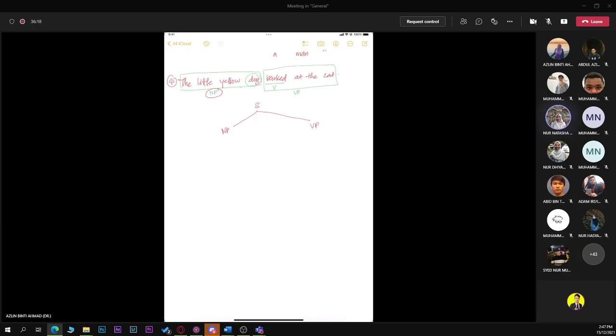Determinant, adjective. Adjective lagi kot. Dekat bawah okay, NP. Kalau ada tiga, make sure that number of branches dalam satu yang you nak pecah tu, kalau boleh maksimum dia tiga, jangan banyak sangat. So yang tu kena okay. Pecahkan, kena jadikan dia satu dulu. Iya, ini maknanya kita ambil the, determinant. The, sorry, little yellow dog, ini another noun phrase.